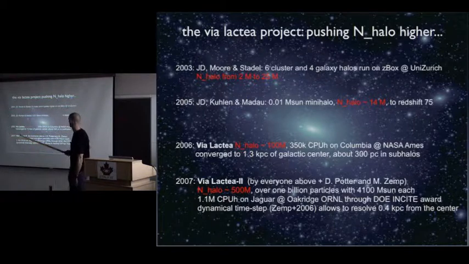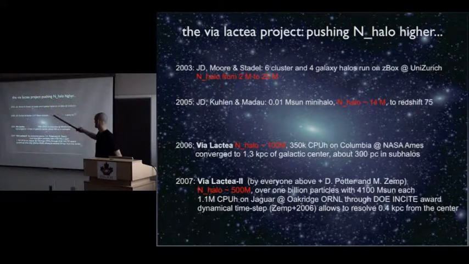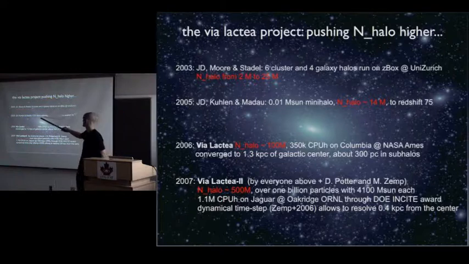And just a quick summary on the runs I did so far. This is back in my thesis with Ben Moore and Jochen Stadel. I did clusters and galaxies with about 20 up to 25 million particles. And then later in Santa Cruz with Mike Kuhlen and Piero Madau, we did a similar number of particles, but on a very different mass scale, so a subsolar mass system, simulated with enough particles to resolve its substructure.